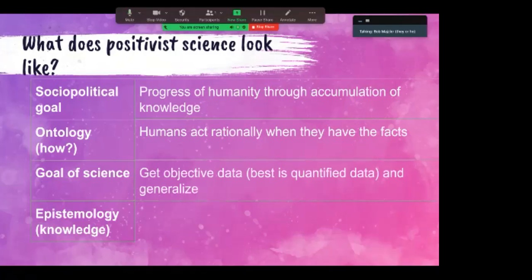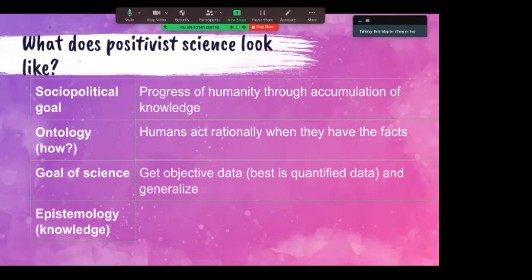Positivist assumptions of what science should do in order to promote the socio-political goal is to get objective data, best if it's quantified and best if you can generalize it. So positivism makes this assumption about science that this is connected to the ontology's world, that humans can act rationally if they can be objective, if they can be impartial and separate themselves from the world.